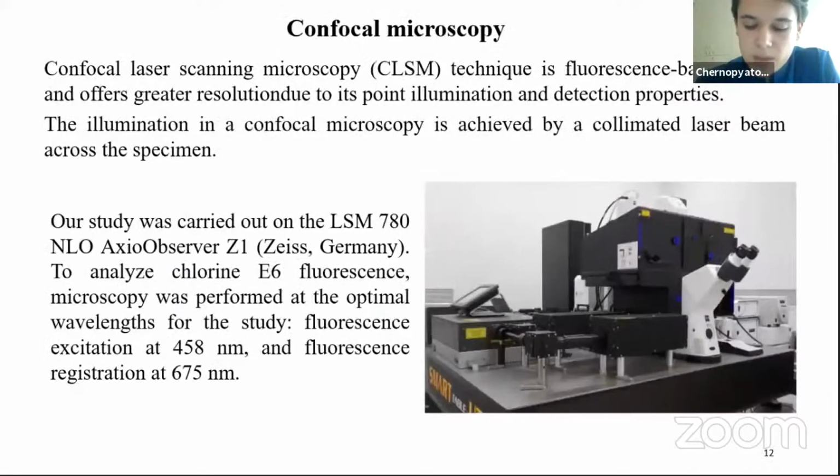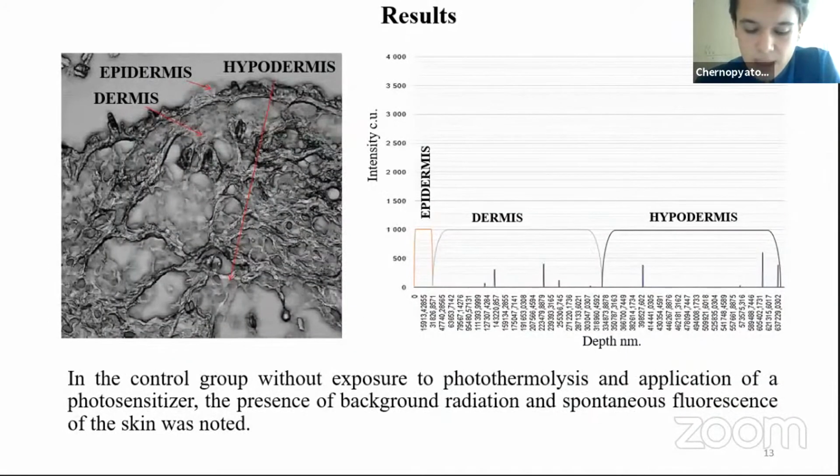Confocal laser scanning microscopy is a fluorescence-based imaging technique and offers greater resolution due to its point illumination and detection properties. To analyze Radachlorin fluorescence, microscopy was performed at the optimal wavelength for the study: fluorescence excitation at 458 nanometers and fluorescence registration at 675 nanometers.